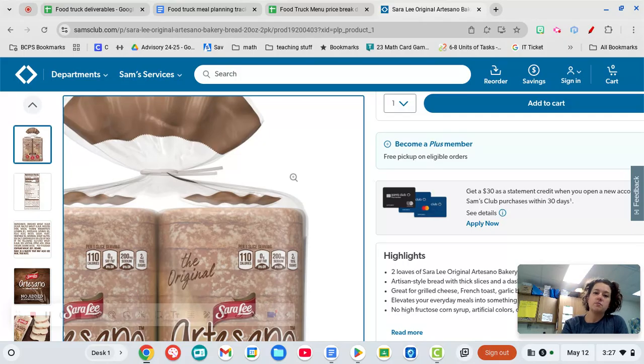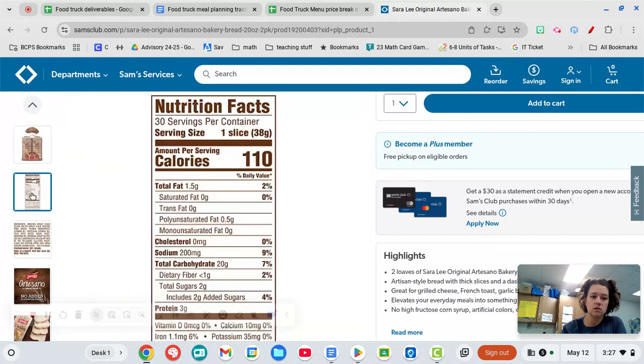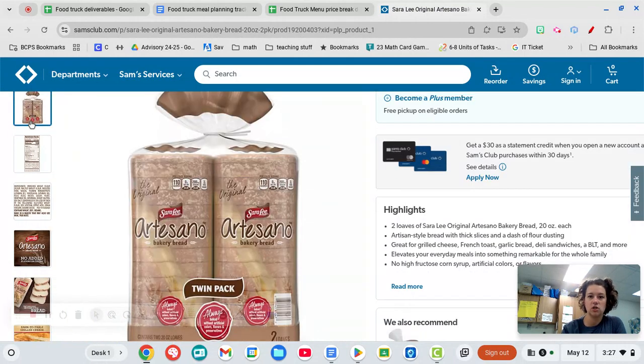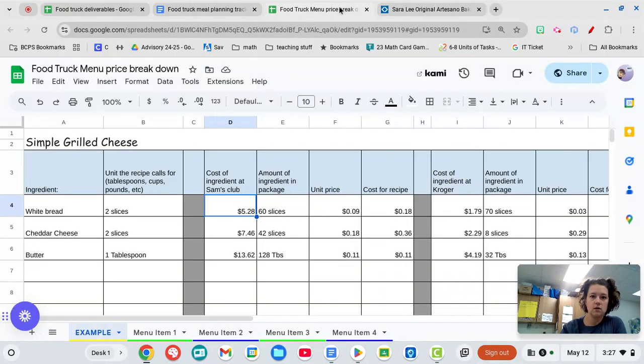Now, if your recipe calls for teaspoons and your packaging comes in cups, you're allowed to Google how many cups are in the package, and you're allowed to Google how many teaspoons is blank cups. That's okay. But you should be using the nutritional information or the packaging to figure out as much as you can before you go Googling. So I have 60 slices of bread. I fill that in here.